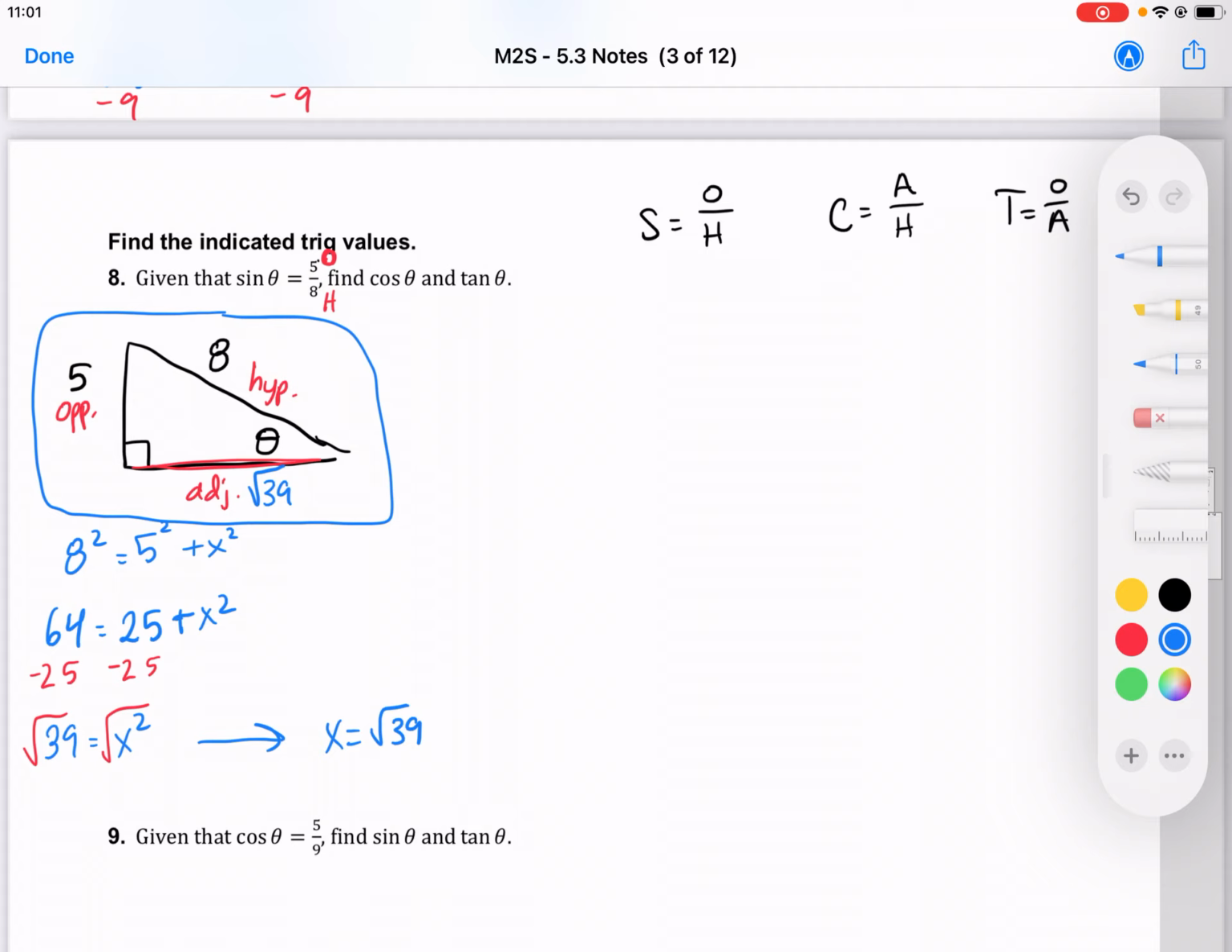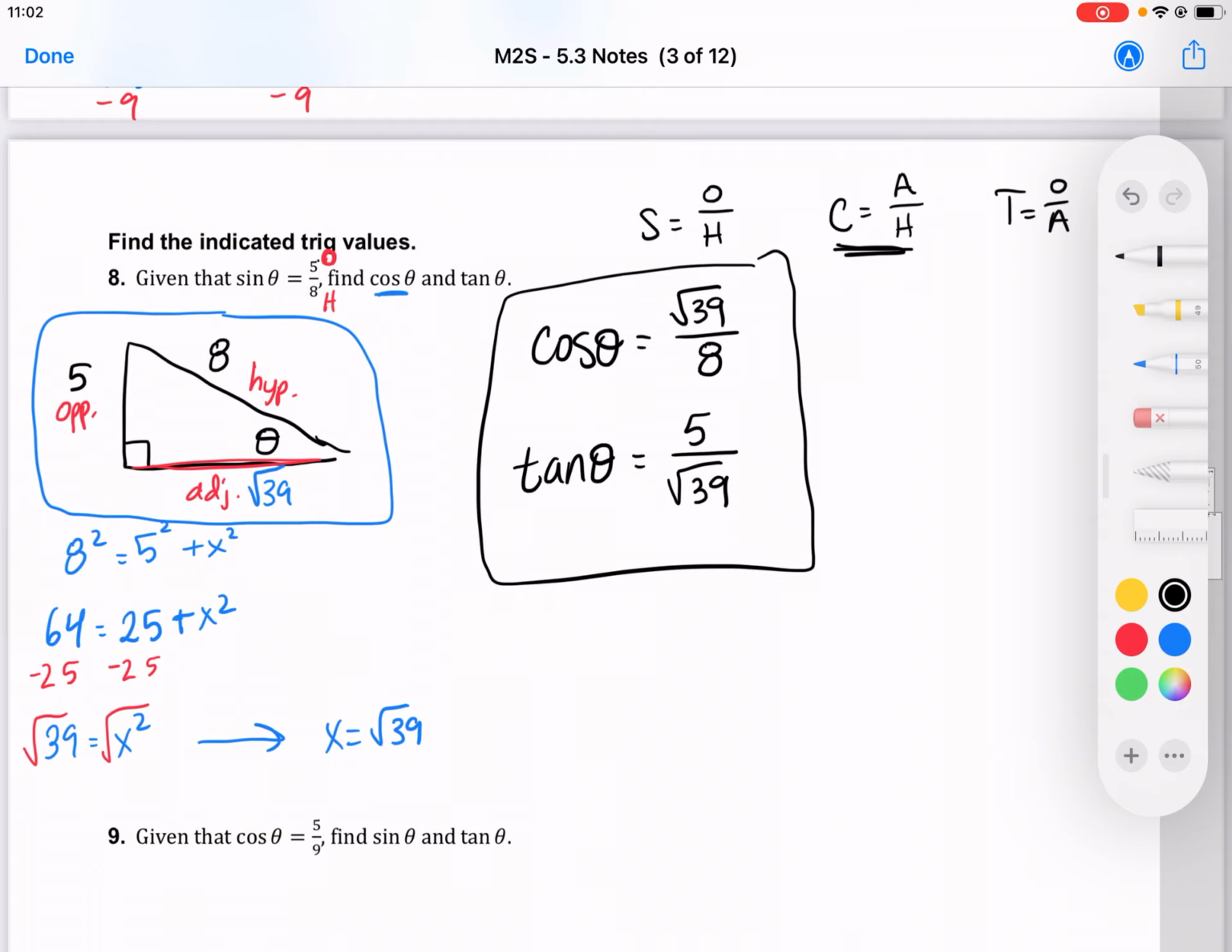So let's go ahead and find our other one. We already had sine, sine's good, so we need to find cosine. So cosine of theta is our adjacent, so square root of 39, over the hypotenuse, which is 8. Tangent of theta is going to equal our opposite side, so 5, over the adjacent side, which is square root of 39. Now this tangent one, having a square root on the bottom is actually not technically allowed, but we're going to learn later in the year how to simplify that. So for now, just keep it like that.